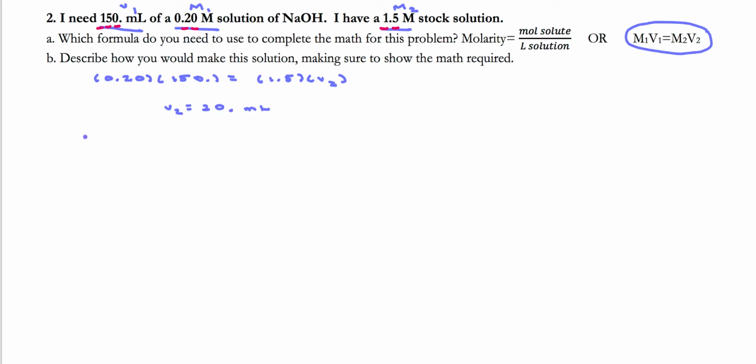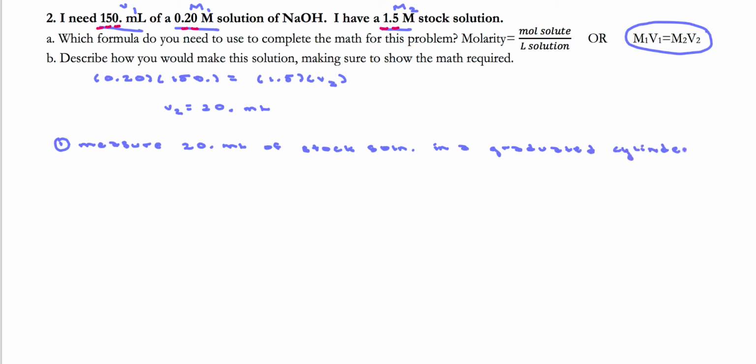Okay, so the step that I'm going to do, first I need to measure out this volume of stock solution. And I'm going to do that in a graduated cylinder. Okay, now that I have measured out my volume of concentrated solution, then I'm simply going to add enough water to get a final volume of 150 mils.